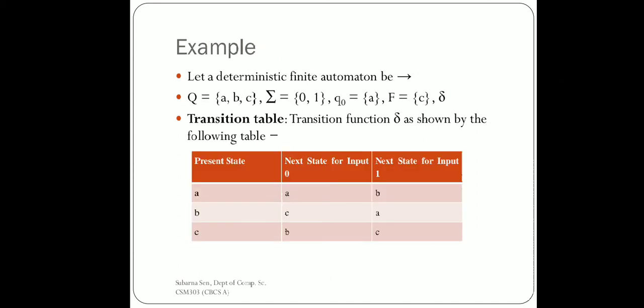We are given a deterministic finite automaton where Q has the states A, B and C, the input symbols are 0 and 1, q naught, the initial state, is A, and the final state is C. The transition function is defined in this table. You can see that we have written the input symbols in the column header, input 0 and input 1, and these are the states A, B and C.